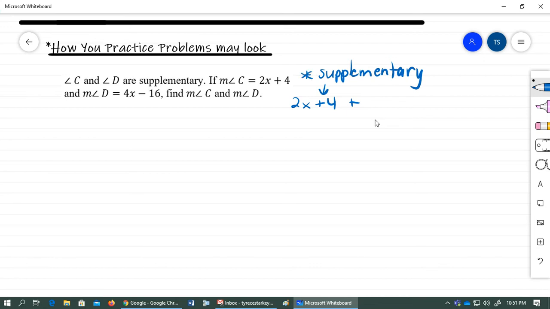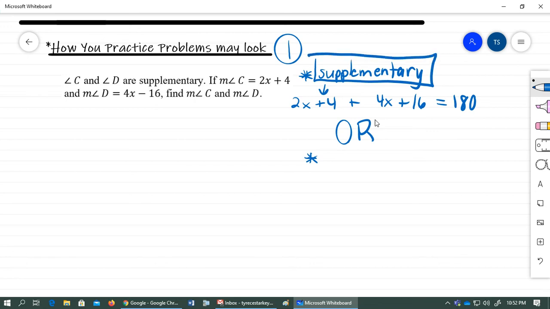If it says supplementary, I'm trying to show you real quick, so you ain't confused about what you need to do. This is going to be the first thing you do. If it says supplementary, this is what you're going to do: 2x plus 4 plus 4x plus 16 equals 180. That's if it says supplementary. Or, guys, if it says complementary. All right, so that's what you'll do if it says supplementary.